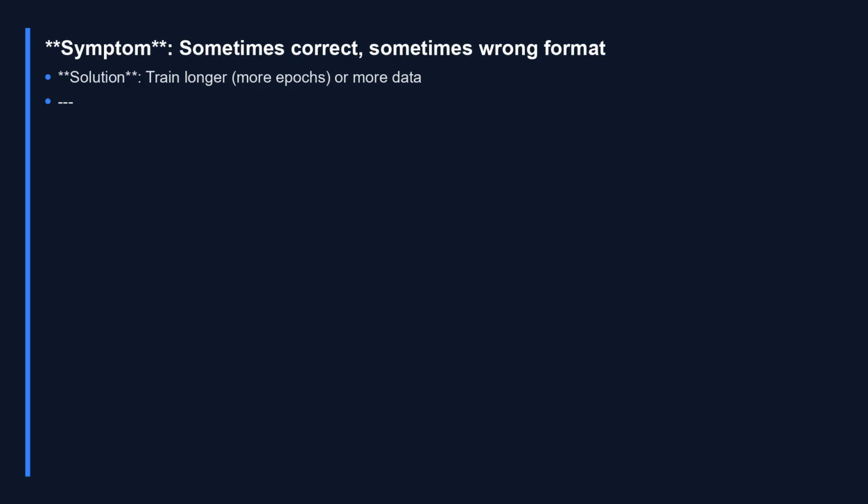Testing configuration. The first retraining signal is inconsistency. The model produces correct output on some inputs and wrong format on others, seemingly at random. That's not a data problem, it's a training duration problem. The model learned the pattern but hasn't reinforced it enough to apply it reliably. The fix is more epochs or more training examples that demonstrate the correct format.